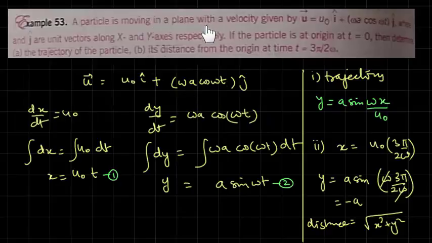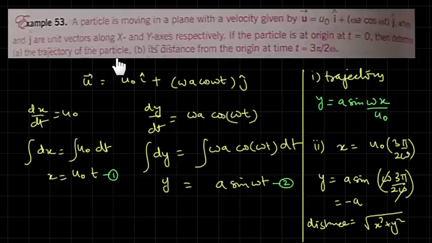A particle is moving in a plane with a velocity given by u equal to u naught i cap plus omega a cos omega t j cap. This is the velocity given for the particle. It depends on time, so there is some acceleration involved. Here i and j are unit vectors along x and y. If the particle is at the origin at t equal to 0, determine a, the trajectory of the particle, and b, its distance from the origin at time t equal to 3 pi by 2 omega.